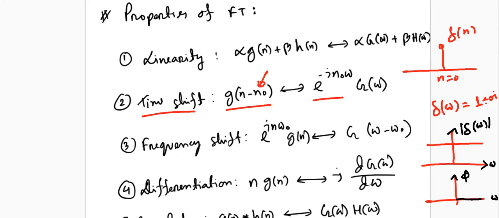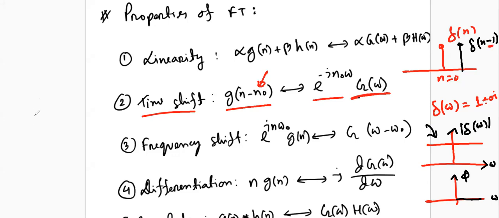However, if we shift our time domain sequence by one sample, like n minus 1, what will happen? Does the magnitude response change? The answer is no. The magnitude response will remain the same, but one term will be added, and that is e to the power minus j omega 1. The 1 is for this shift.